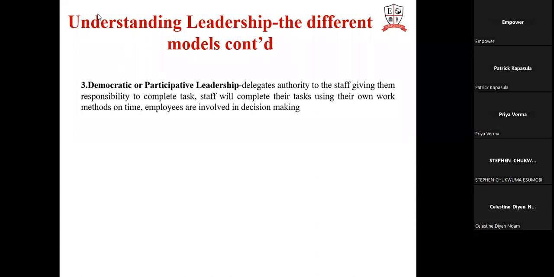Thirdly, let's look at democratic or participative leadership. The leader delegates authority to the staff, giving them responsibility to complete the task. Staff complete the tasks on time using their own work methods, and employees are involved in decision making, giving them a sense of motivation. This one is advantageous in the sense that it increases job satisfaction by involving team members, but the only challenge is the slow decision-making process. It's not easy to make quick decisions because you have to consult team members.